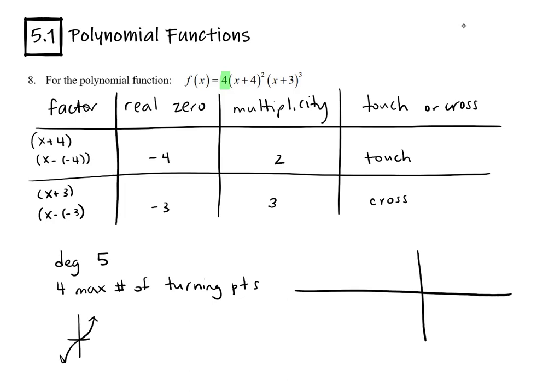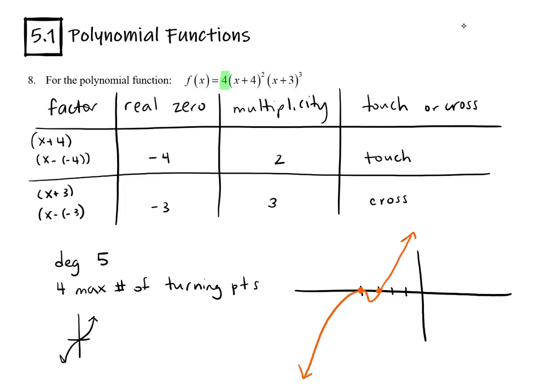I actually know a lot, and I can sketch a little bit of the graph. I know it has an x-intercept at -3. I also know it has an x-intercept at -4. I know that the behavior over here goes down, and the behavior up here goes up. I know it touches, it comes back, and then I know it crosses. So it does something like this.